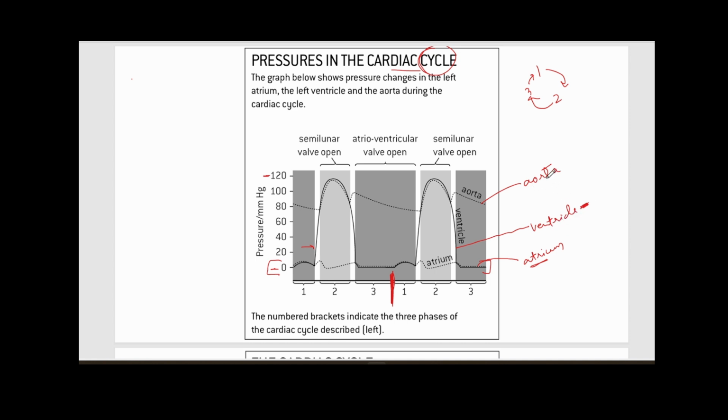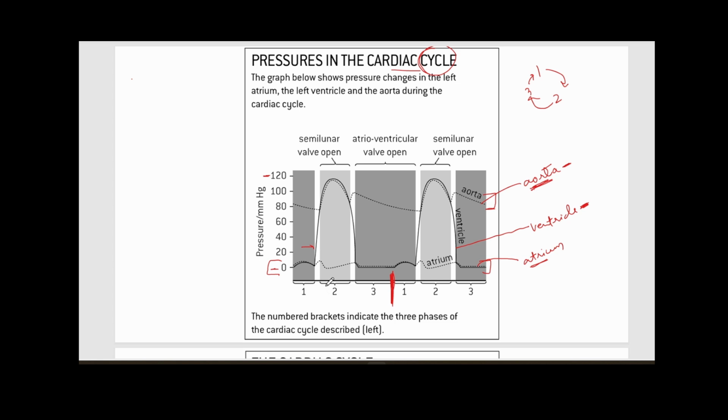Aorta is the major artery. So the pressure in the aorta is highest compared to any other arteries in our body. And also the walls of the aorta are thickest. Maximum muscles, maximum elastic tissue in the aorta if you compare to any other artery. Okay, so aorta pressure is this.